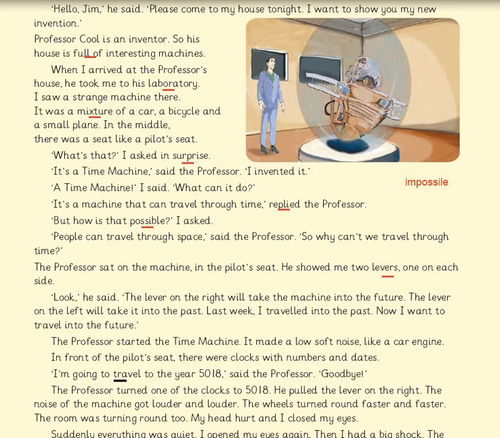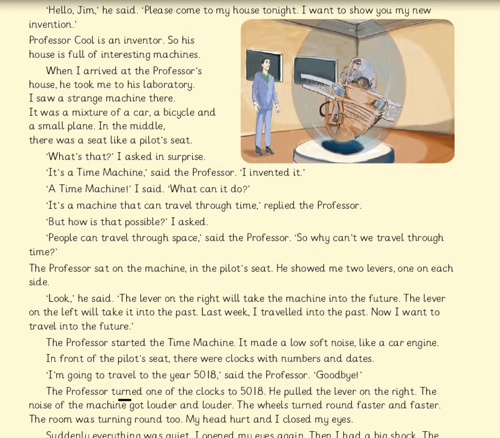I am going to travel to the year 5018, said the professor. Goodbye. The professor turned, يعدل, one of the clocks, أحد هذه الساعات, to 5018, إلى العام 5018. He pulled, سحب, the lever, المقبض, on the right, على اليمين. The noise, الضوضاء, of the machine got louder and louder.